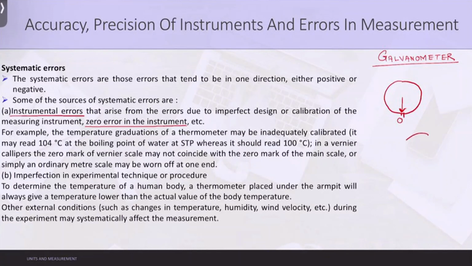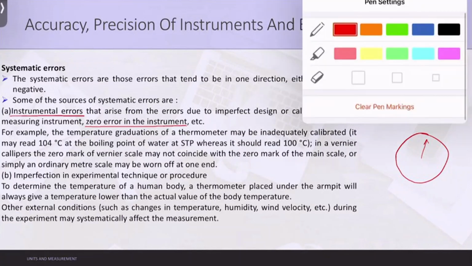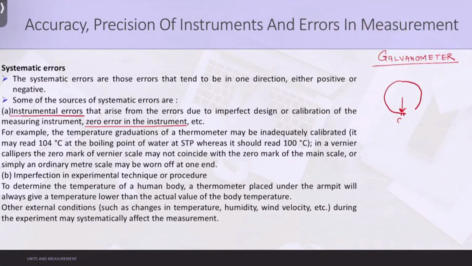I can take the compass as an example also. Let's say the compass has to show north in some direction, but it is not showing north. There is some difference from the exact point where it should be pointing. That is nothing but your zero error. This zero error is not applicable, I think, for a compass, but it can be applicable for things like a galvanometer. So I made you understand the basic crux behind zero error.